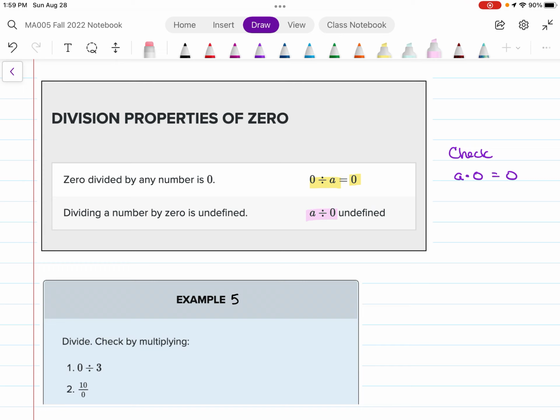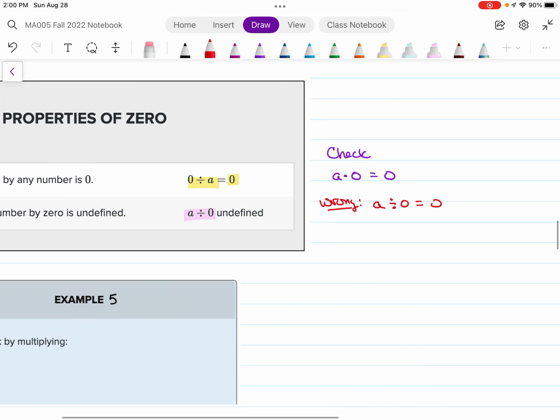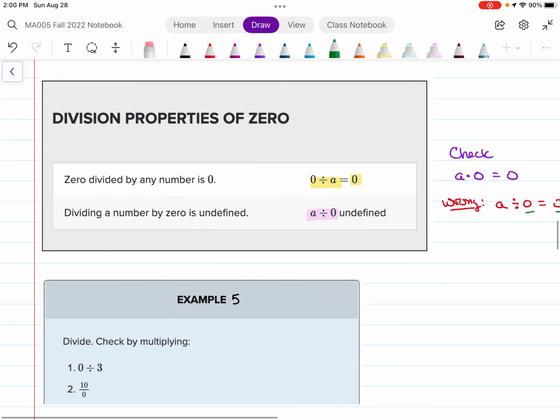Well, why isn't it 0? So let's check and see why it isn't 0. Let's do it wrong, and let's say that a divided by 0 equals 0. Well, that would mean then, if we were going to check this, it would be 0 times 0 equals a. No way. That's not true. 0 times 0 doesn't equal a number. 0 times 0 is 0. So that is why this is undefined.